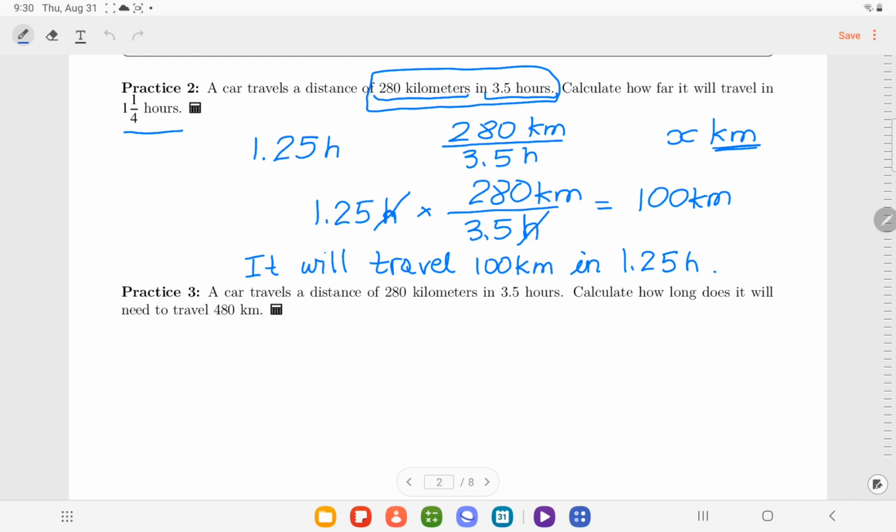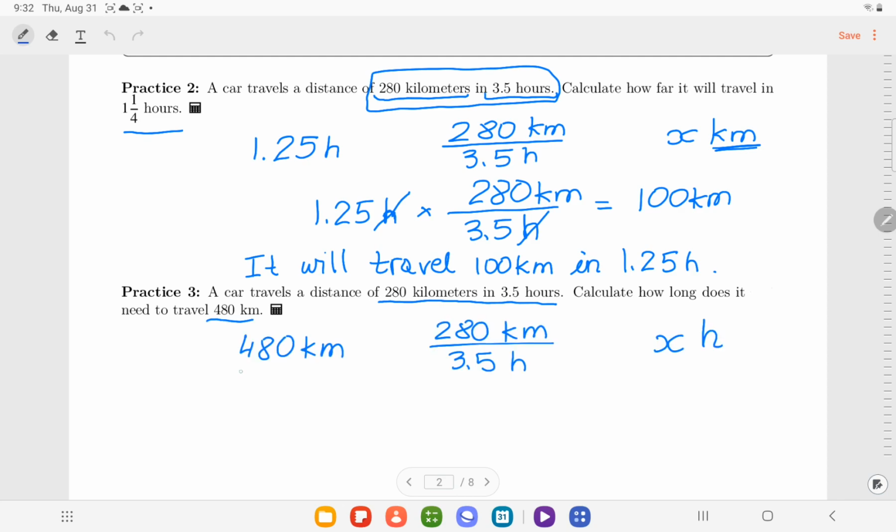Let's look at another example. A car travels a distance of 280 kilometers in 3.5 hours. Note this is the same rate, same speed. Calculate how long will it take to travel 480 kilometers. In this question, the distance is given, the speed, the rate of how fast it travels is given, and we have to find how long it needs, the time.